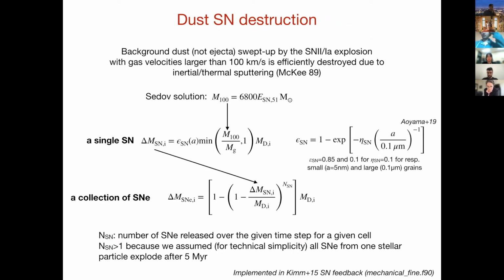The other step is to have supernova destruction of dust. For that, you assume a set of conditions. You say only explosions with velocities larger than 100 kilometers per second are able to efficiently destroy dust, and the reason for that is linked to the sputtering process in the ejecta of stars, which appears roughly above this velocity. So this is modeled in the code. Let me skip the details.